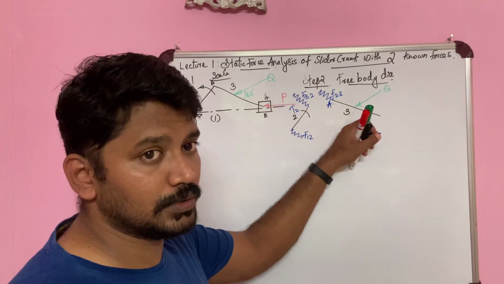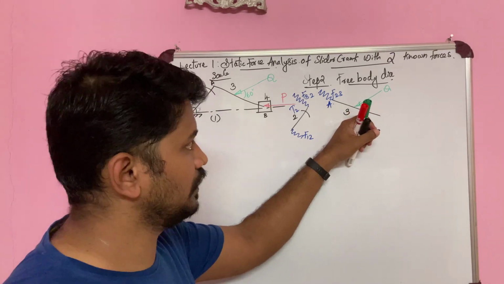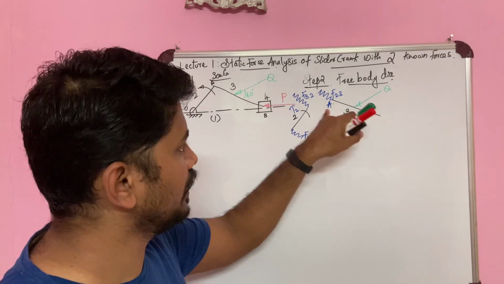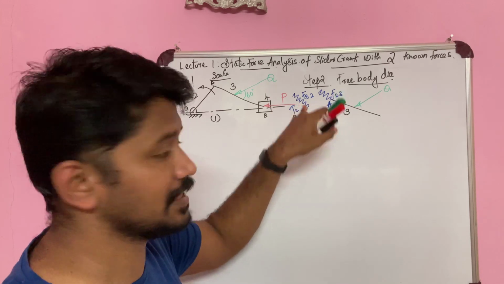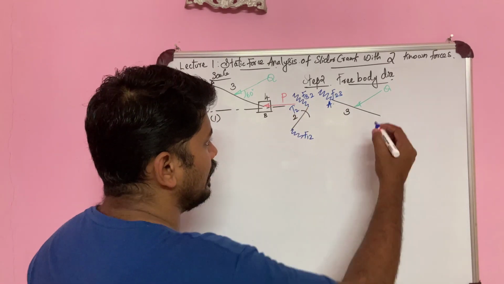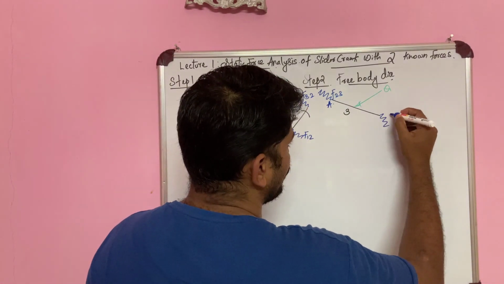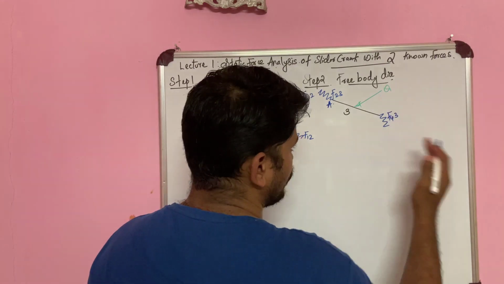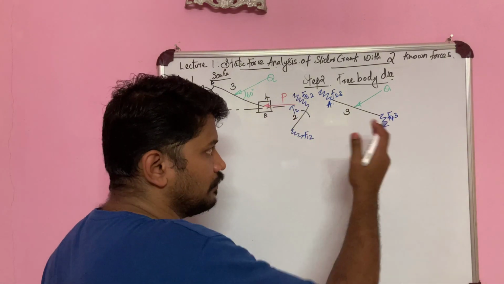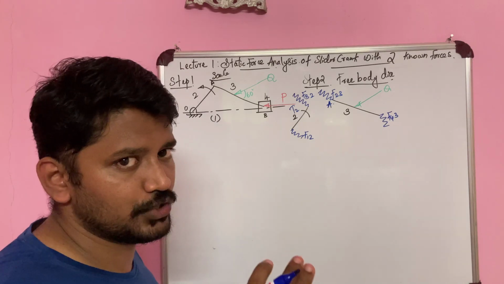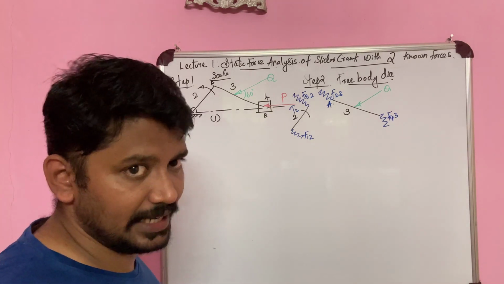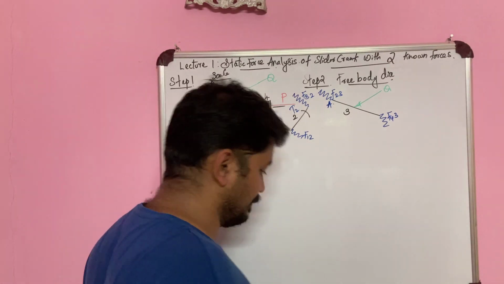Now coming on to link 3. In link 3 I have a known force Q. I have F23, which is opposite to F32. And I also have F43 from 4 on to 3. For that also I don't know the magnitude as well as direction, so I indicate it as a zigzag line.